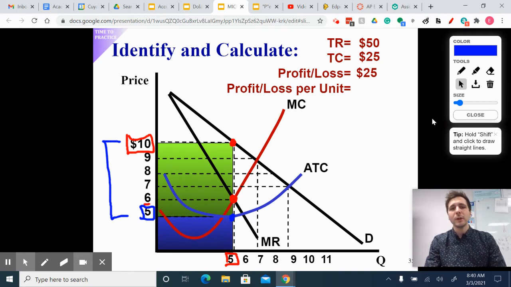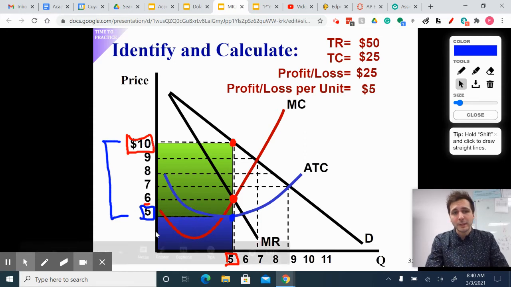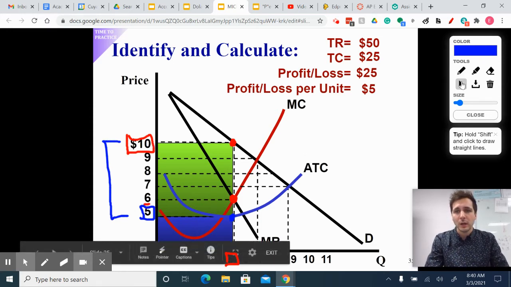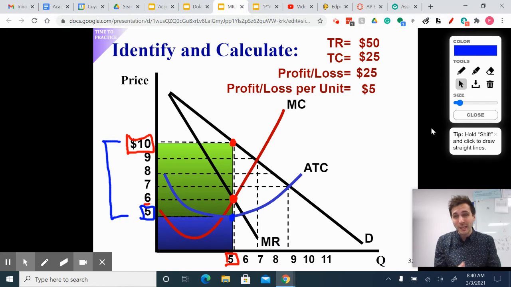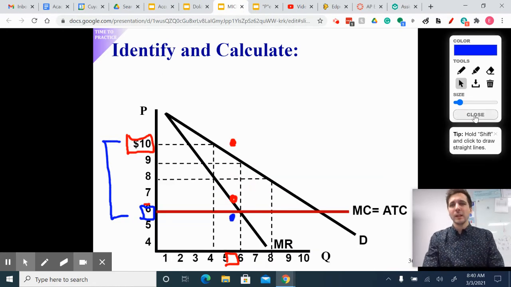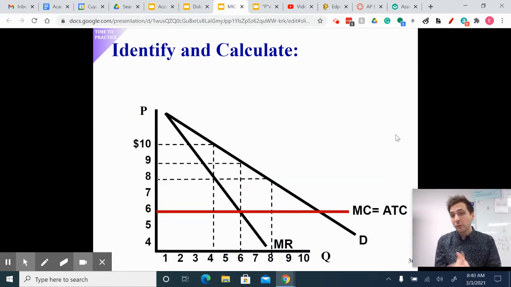What about my profit or loss per unit? Well, I just take that $25 and divide it by the amount of units I produce, which is 5, and that gives me $5, or the difference between my price and my average total cost. Not so bad, right? Hopefully. Let's try one more. I'm going to do a format switch for you.